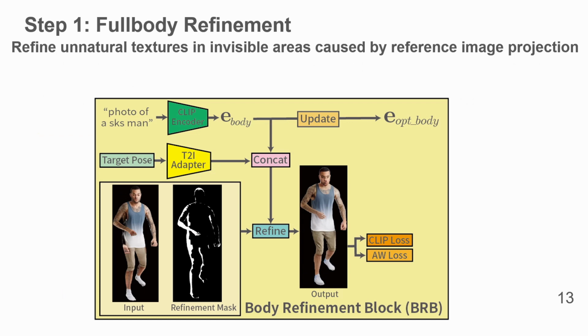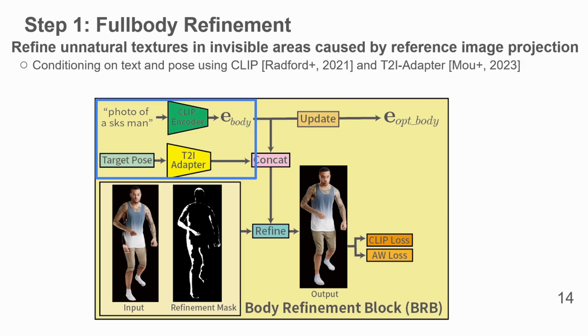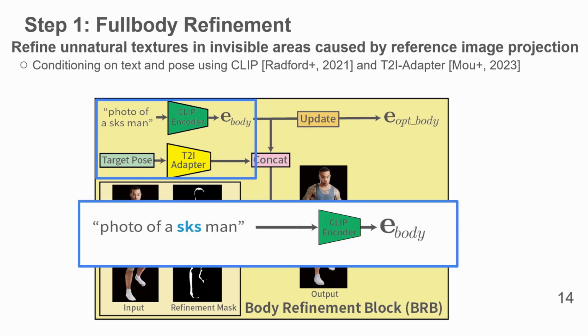Step 1 refines unnatural textures in invisible areas in an iterative manner. To do so, we first define the body refinement block. The body refinement block takes a CG person image and a refinement mask as input and applies the refinement module. In this block, the network is conditioned on the text and pose information using CLIP and T2I adapter. In particular, the text prompt to CLIP is, "Photo of a SKS man." Here, SKS is a DreamBooth special token associated with the reference person. This prompt is fed into the CLIP encoder to obtain the corresponding text embedding e-body.